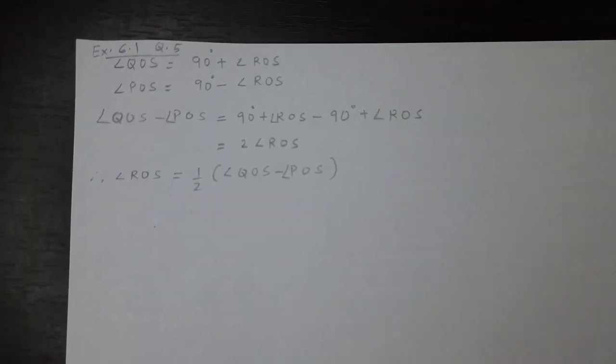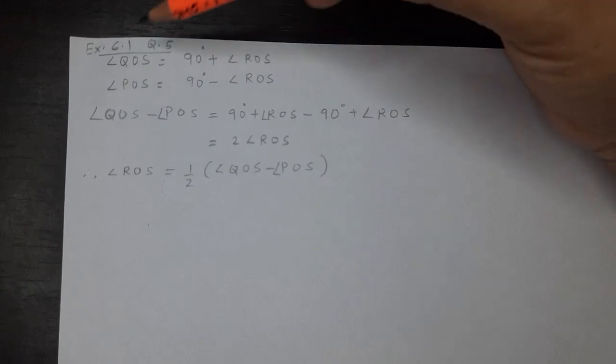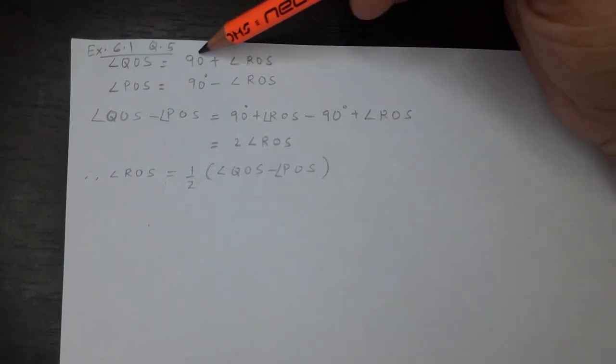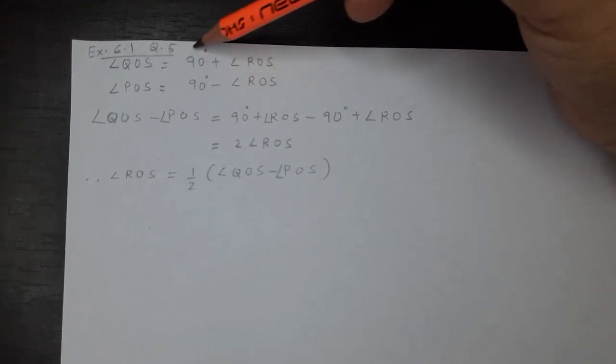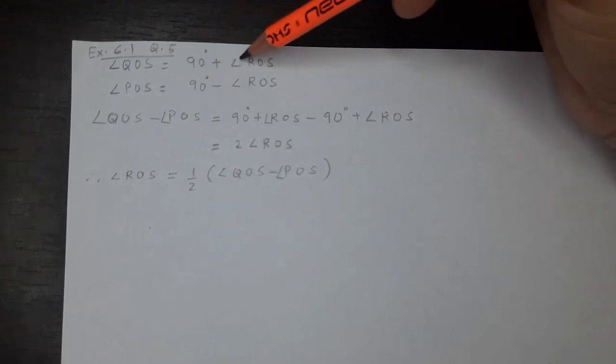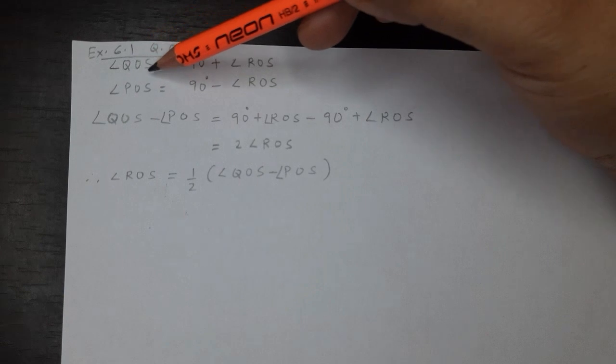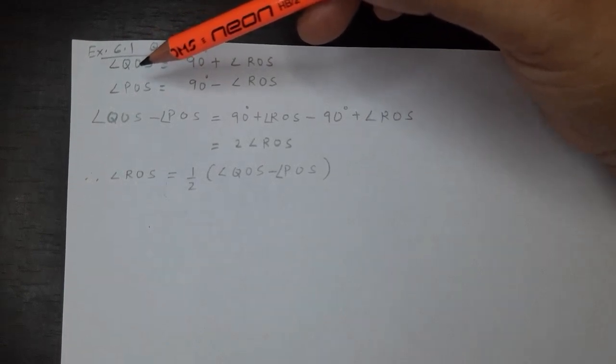Refer to the diagram while I'm explaining this. QoS is equal to 90 plus ROS, which is already given, that the angle is 90. So if you add ROS to 90, you will get angle QoS, right.